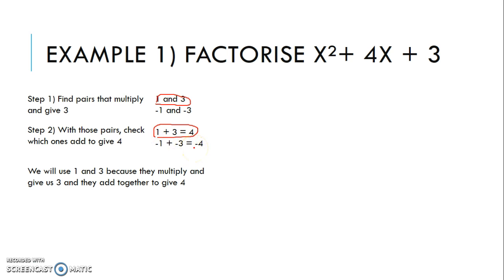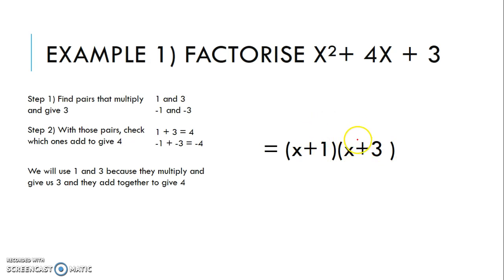The next step is you're going to open up two brackets, and in each bracket you have to add in x, because right now we have x squared. In the first bracket, you're going to insert this number, the 1, and it's going to be plus 1 because we're working with a positive 1. In the next bracket, we're going to insert the positive 3. That's how we factorise x squared plus 4x plus 3: we get x plus 1 and x plus 3.